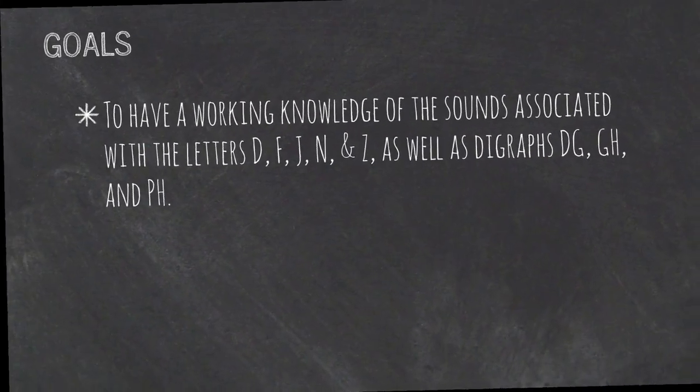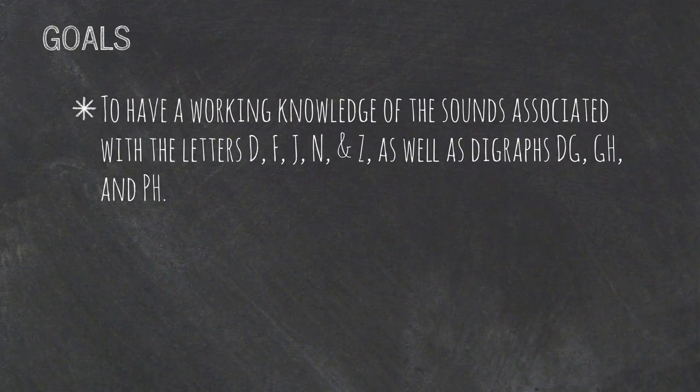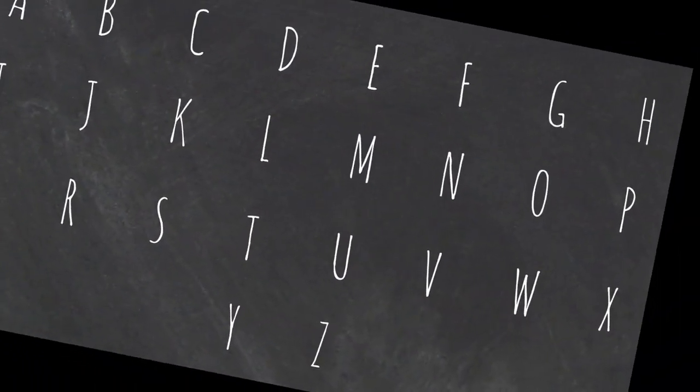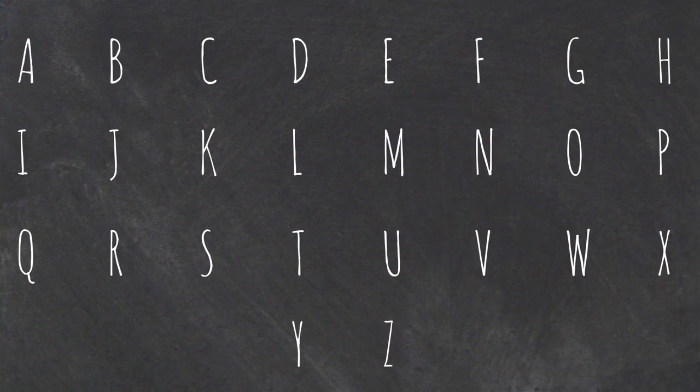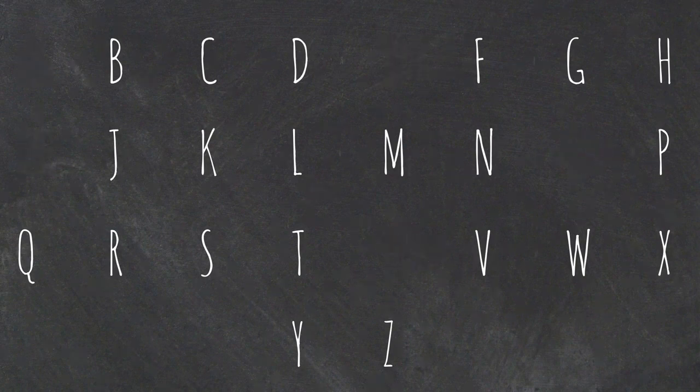By the end of this podcast, my goal is for you to have a working knowledge of the sounds associated with the letters D, F, J, N, and Z. We're also going to talk about the digraphs DG, GH, and PH. So let's get started. To contextualize, we are working our way through the alphabet. We are focusing specifically on consonants, so let's get rid of our vowels.